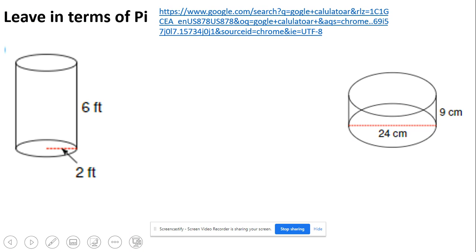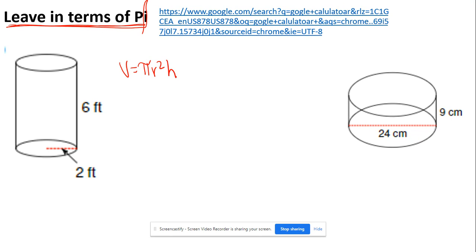Now let's look at our next ones. This says leave in terms of pi. Well, what does that mean? Well, let's talk about it. Think about leave. Leave means we want it there to stay. So volume equals pi radius squared times height. Now I want to find my volume, so I need to find my radius and my height first. So radius equals, height equals. My radius has to do with my circle, so which number goes with my circle? 2 or 6? Well, looking over here, it's my 2. So my radius is 2 and my height is 6.